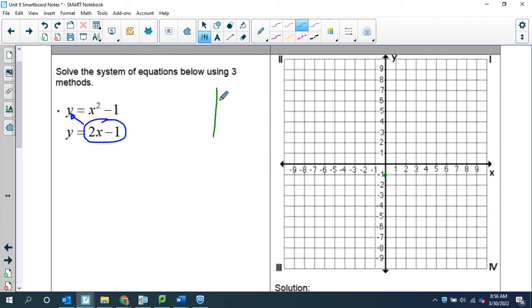Remember that the table for the parent graph for parabolas was negative 2, 4, negative 1, 1, 0, 0, and that was our vertex, then 1, 1, and 2, 4. So from this new vertex, I'm going right 1 and up 1. That's the 1, 1. Left 1, up 1. That's the negative 1, 1. And then right 2 from the vertex and up 4. And then left 2 from the vertex and up 4.